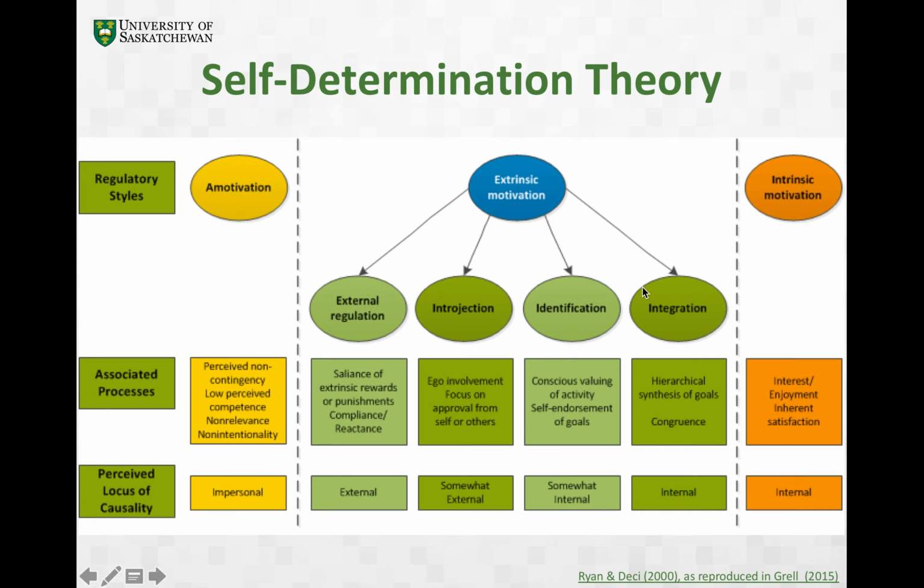And then on the far right side, we see this area of integration. This is still an extrinsically motivated thing that we're engaging in, but there seems to be a congruence for us, that we've got a synthesis of these goals that are important for us, and we see that down here, locus of causality shifts from being very impersonal to being external to being less so to being internal, which is very similar to people who are intrinsically motivated, right?